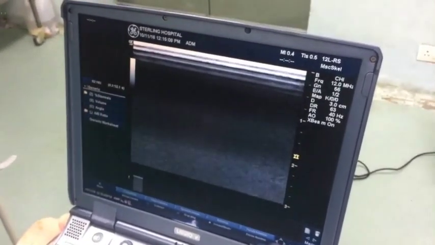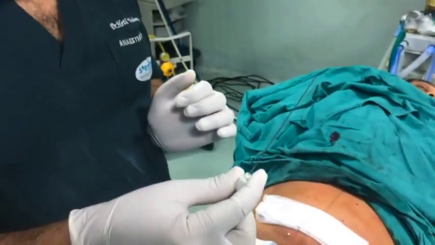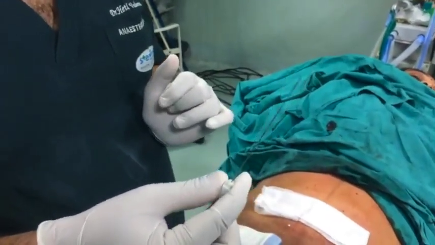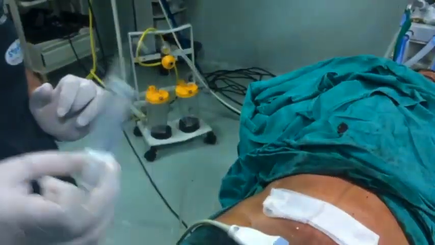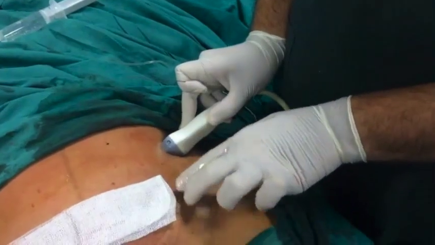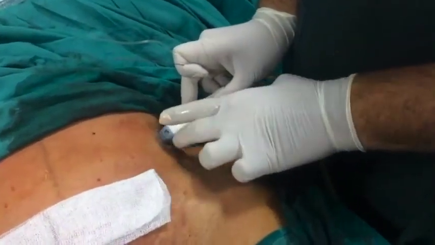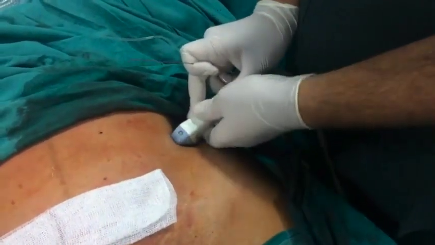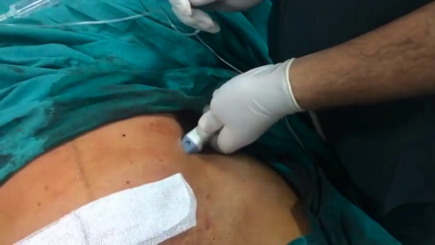First I will scan. I'll put the probe just above the iliac crest, because this is again an LSCS patient. This is a 100 mm Stimuplex needle. This is ropivacaine 0.25%. I put the probe just above the iliac crest, and I will see where the muscles are. So you can see the probe position.